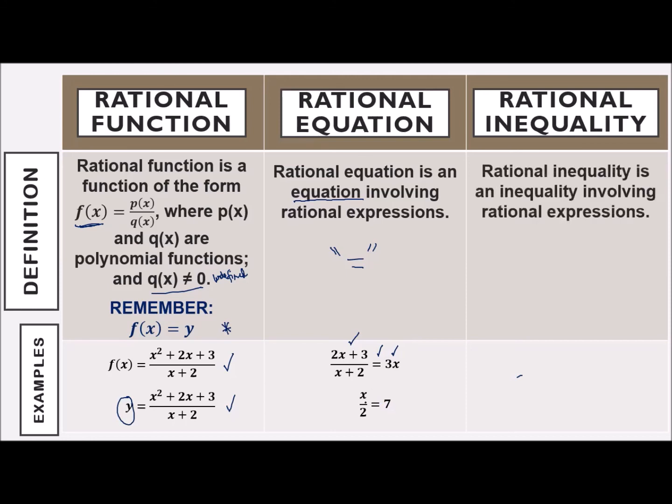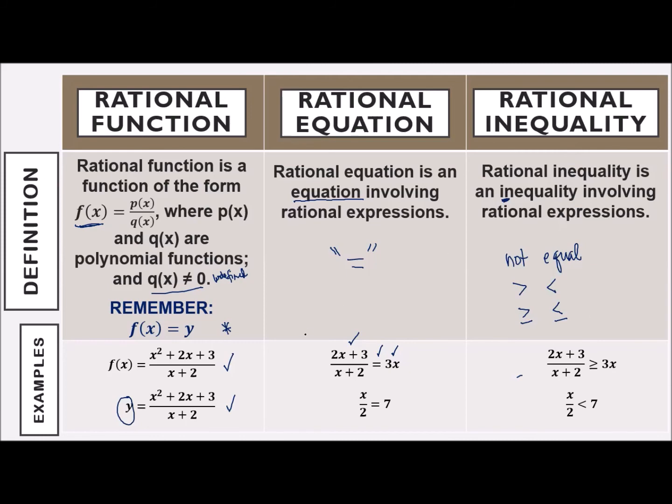Then the last one, the rational inequality is an inequality involving rational expressions. Sa English, balikan natin yung prefix na in, ibig sabihin not. So pagka sinabing inequality, we are pertaining to expressions that are not equal. We are using the greater than, less than, greater than or equal to, and less than or equal to. So pag nakakita na tayo ng ganyan sa ating given, automatic, that is a rational inequality.